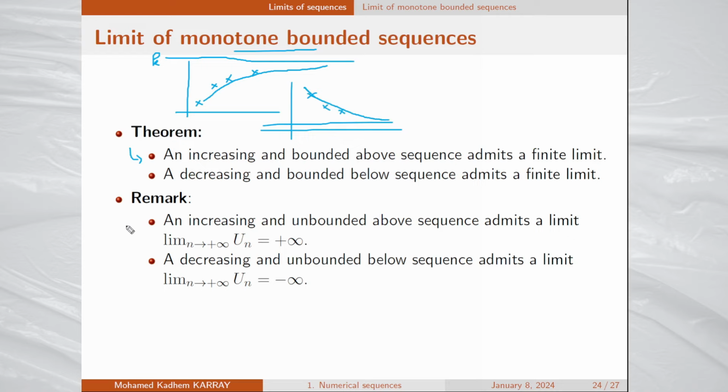We have also two other useful results: an increasing and unbounded above sequence. So assume that we have an increasing sequence, but it is never bounded by some value. Then in this case, this sequence goes to plus infinity. We have also the last result here, that a decreasing and unbounded below sequence tends to minus infinity. So these are the four possible results of monotone sequences and their limits.